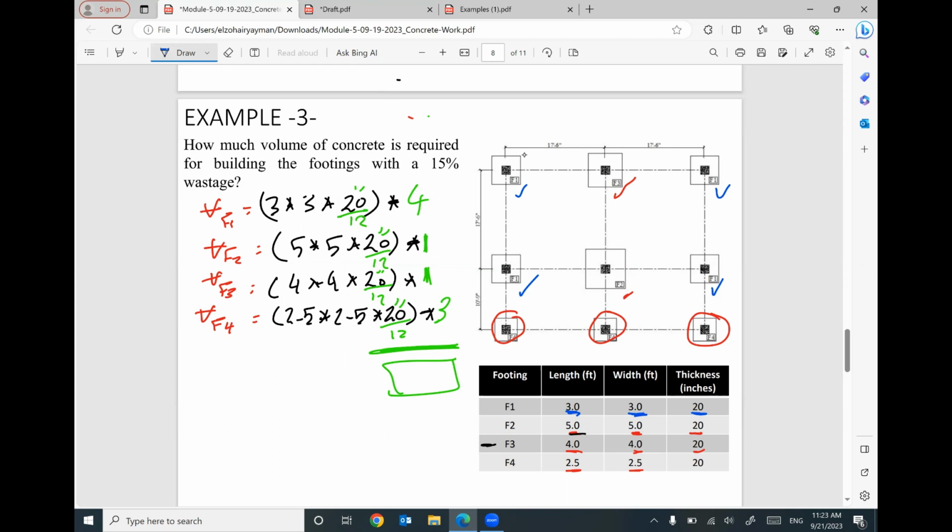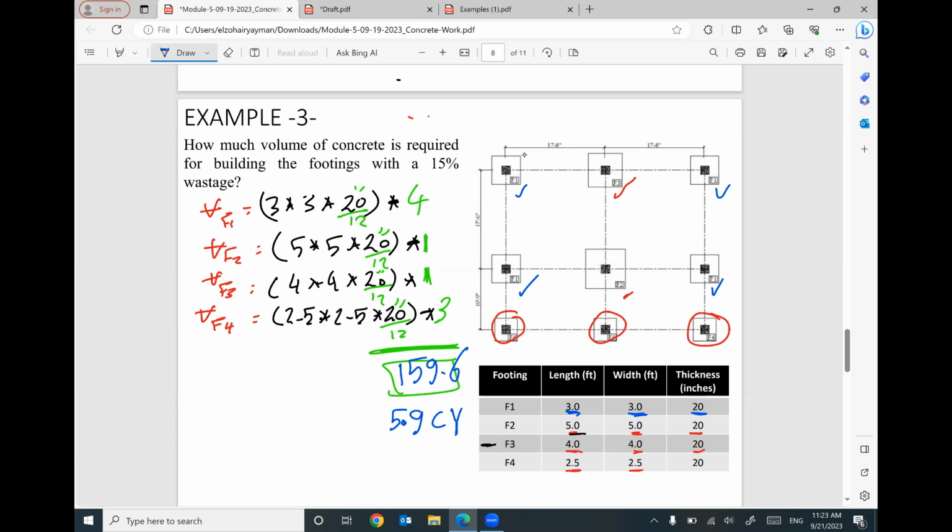I think I got 159.6. If you divide it by 27, it will be around 5.9 cubic yard. Let me check it one more time. I'm sorry, 3 by 3 by. Yeah, that's what I got as well. It's good. Yeah, thank you.